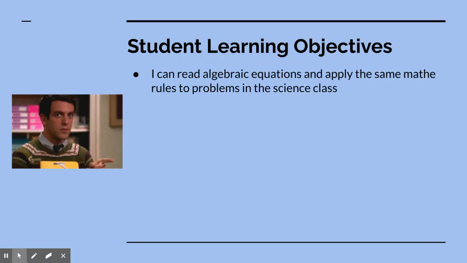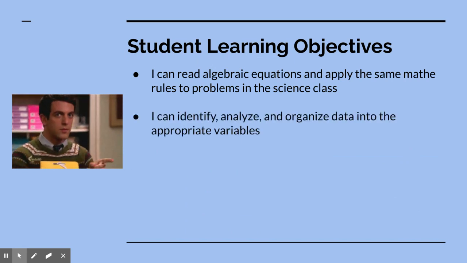So the learning objectives, there's only two in here. They're pretty simple. I can read algebraic equations and apply the same math rules to problems in the science class. I can identify, analyze, and organize data into the appropriate variables.